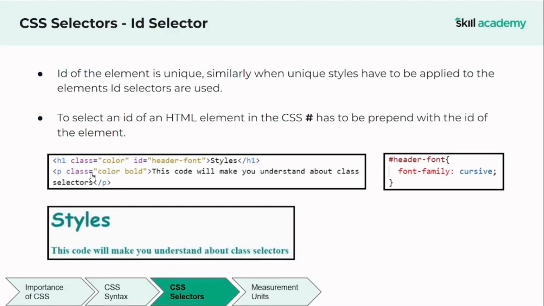And the header tag is having two styles now, one applied for the class color. So it is giving the text color as teal, and the header font ID is giving another style, that is cursive, which is making the header appear in a different font style.